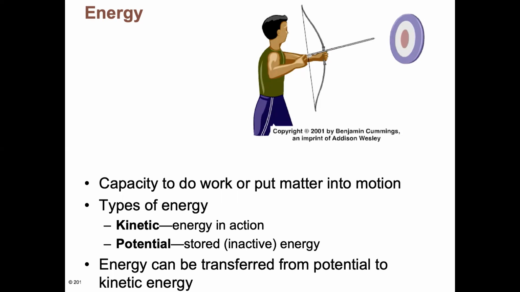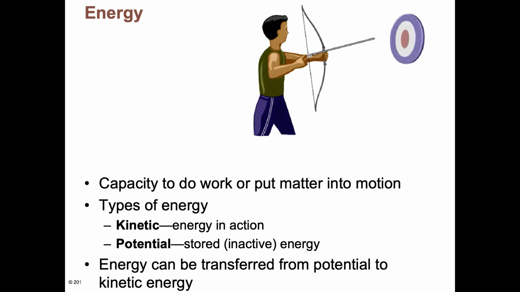There's potential energy, like the tension in a bowstring, like you're looking at here, right? This guy shoots an arrow. Energy is the capacity to perform work. Potential energy is energy that is stored. Kinetic energy is the energy of motion.